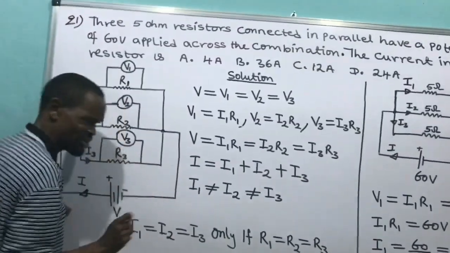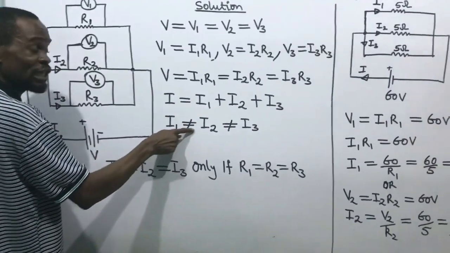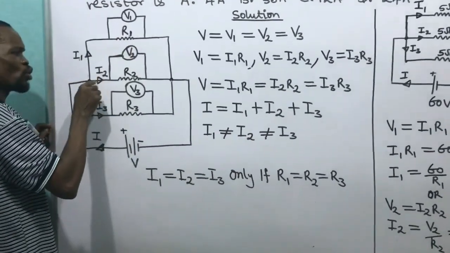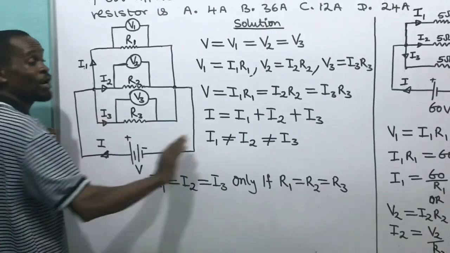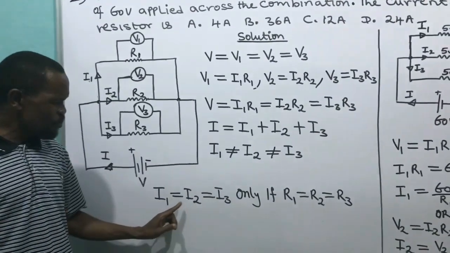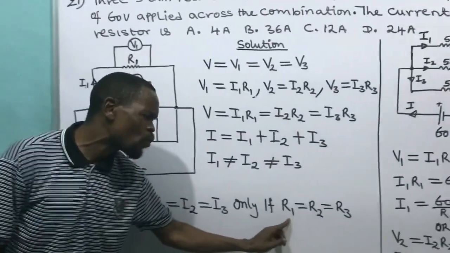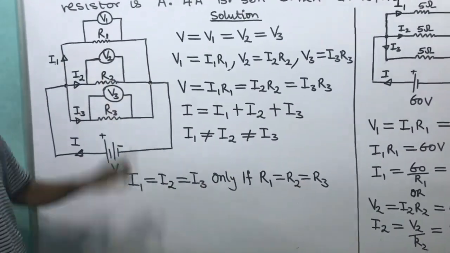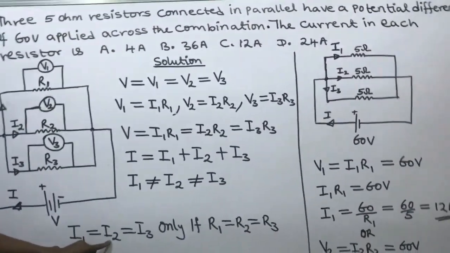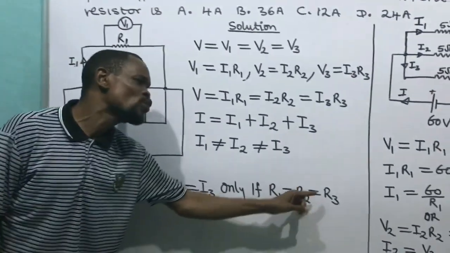Then we come back here to tell you about current 1. Pay attention seriously here. That's where JAMB and WAEC will confuse you. Current 1 is not equal to current 2. Current 2 is not equal to current 3. They are not equal. They will only be equal if R1, R2, R3 are the same. That's the condition they give us here. Current 1, current 2 and current 3 will be equal to each other only if R1, R2, R3 are the same.